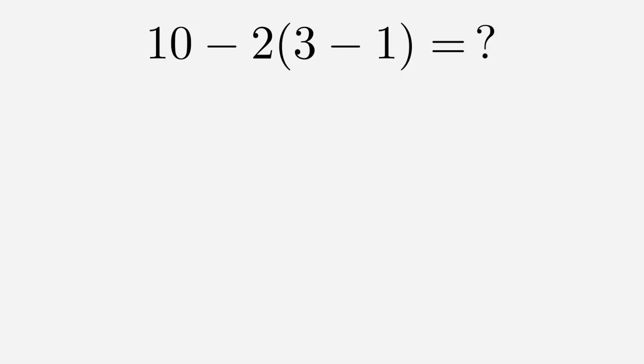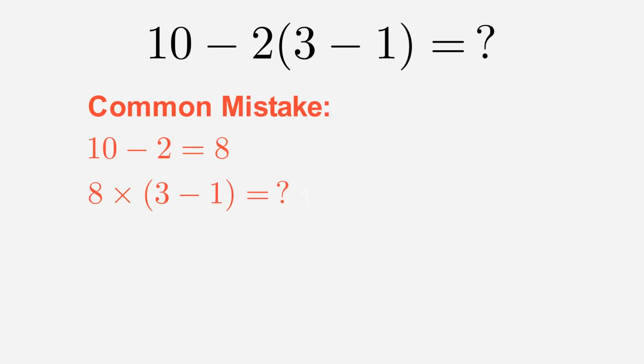I know exactly what you're thinking. 10 minus 2 times 3 minus 1. Easy, right? Let's see if you actually got it. Most people do this. 10 minus 2 is 8, then 8 times 3 minus 1. They get all tangled up and end up with something like 16 or 20.